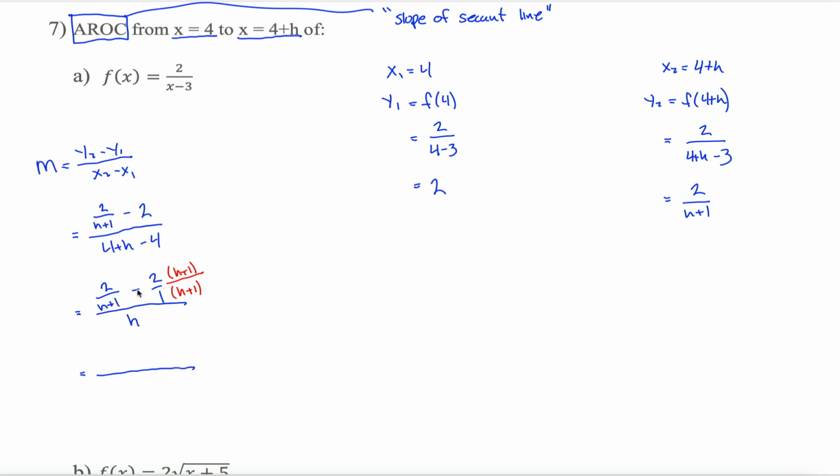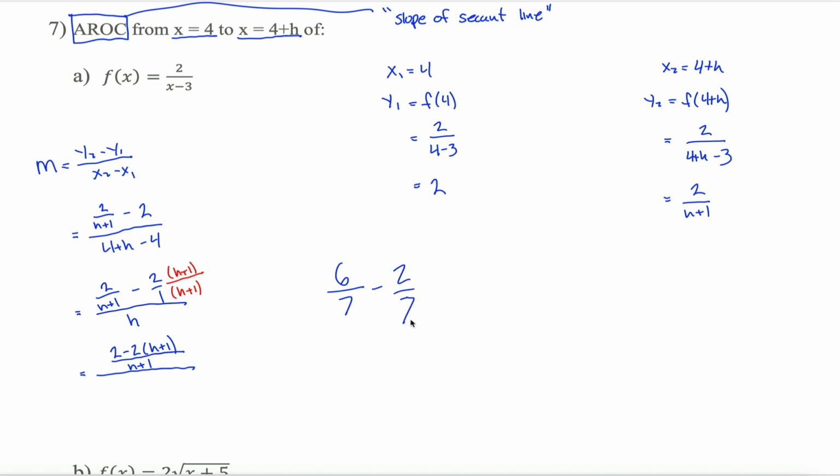2 over h plus 1 minus 2 times h plus 1 over h plus 1 is the same as 2 minus 2 times h plus 1 divided by h plus 1. Wait, what just happened there? You have the same denominator, so you only write it one time, and you subtract the numerators, 2 minus 2 times h plus 1. If you don't see it, think like 6/7 minus 2/7.